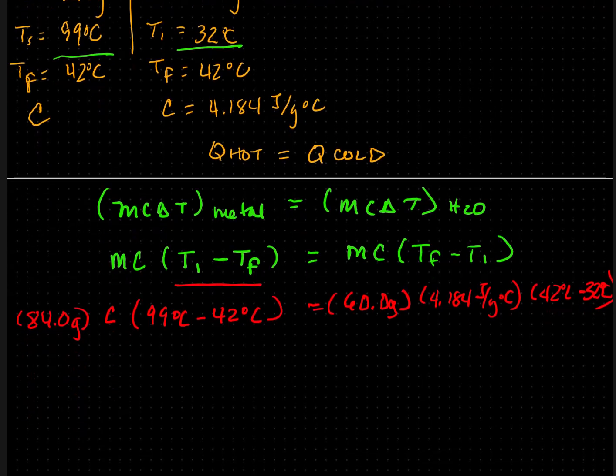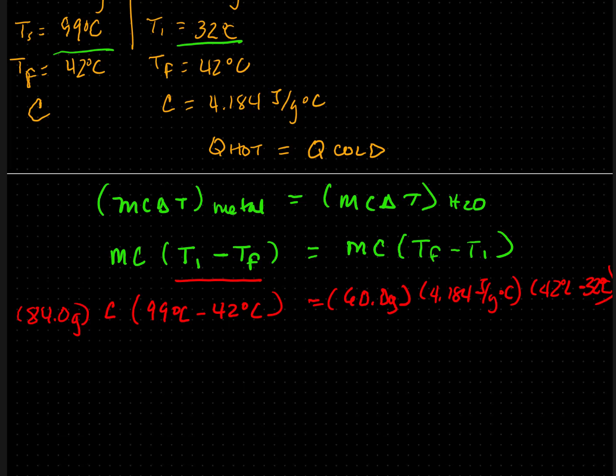Now you're going to simplify the math. You're going to do the parentheses work here first. So that's going to be 10. Multiply 60 times 4.184 times 10 to get the right side, which equals 2,510.4. And then you're going to simplify the left side.